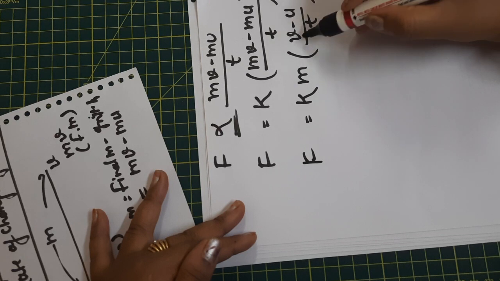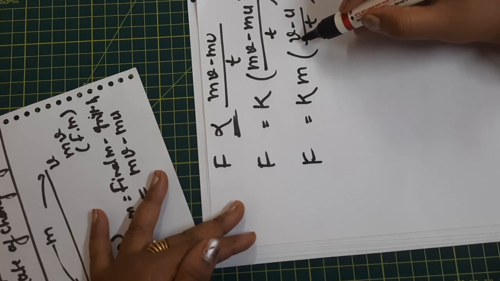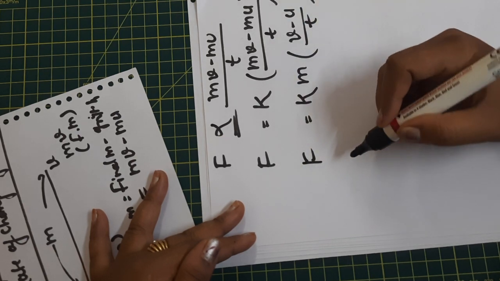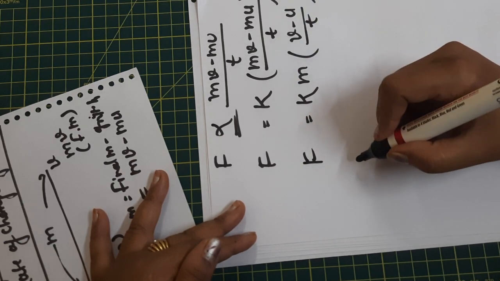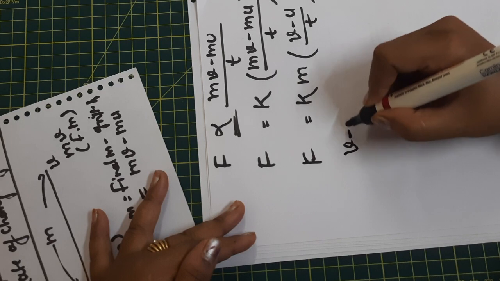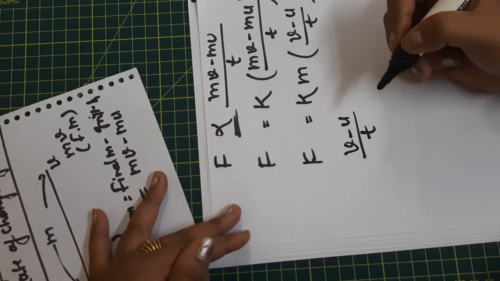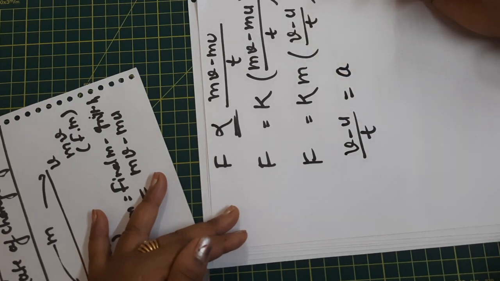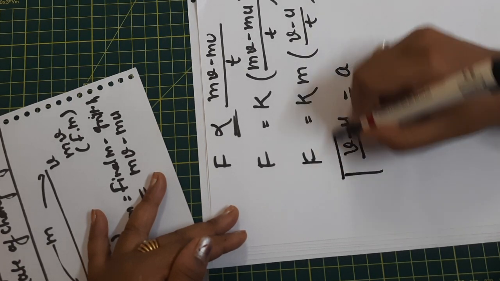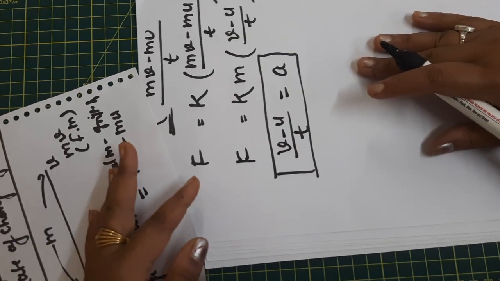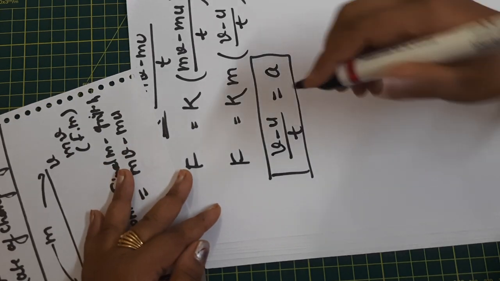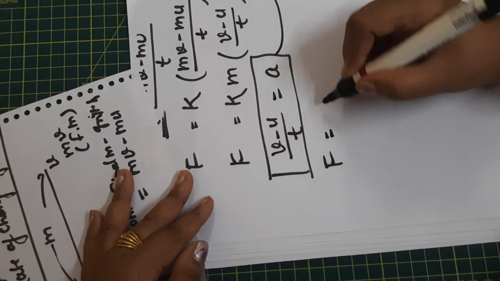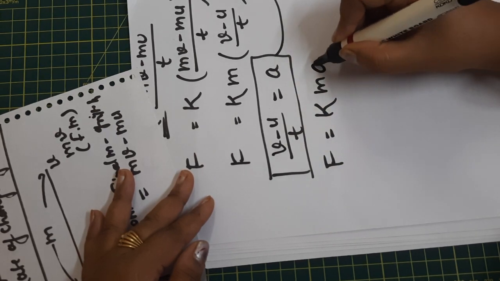Right? Now this v minus u upon t is the final velocity minus the initial velocity upon time. So final velocity minus initial velocity means change in velocity upon time. Change in velocity upon time gives us the definition of acceleration. That means this value gives us the definition of acceleration. So finally we can place the value in the equation. We will get F equals K m into a.